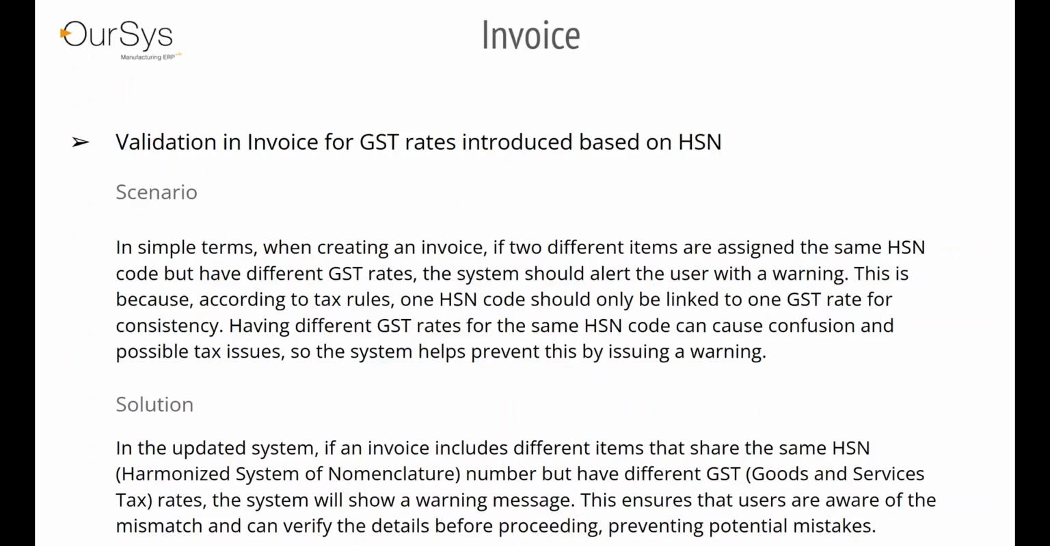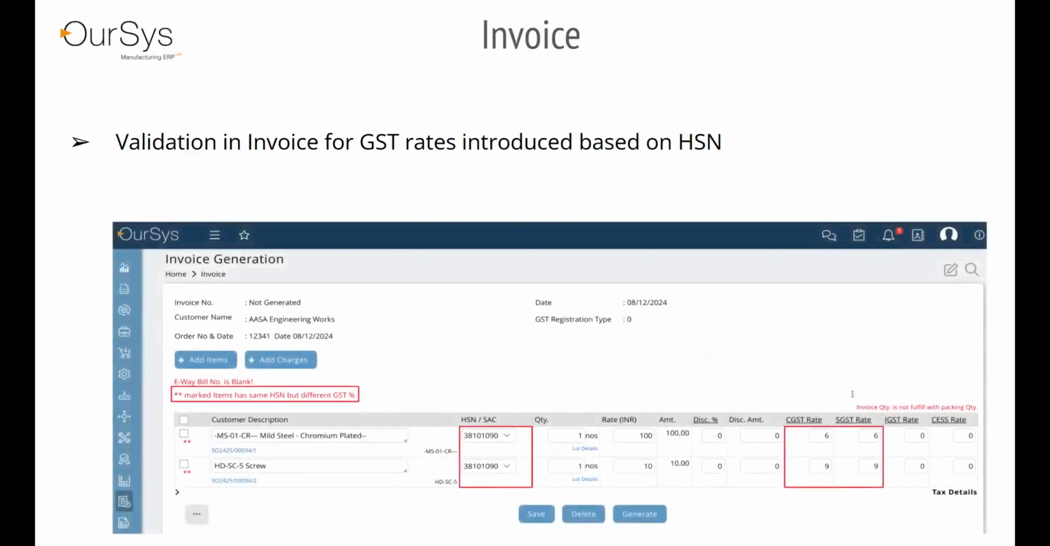So we have made a provision where if a single HSN has multiple GST rates updated at the invoice date, OurSys will give you a warning to avoid the mistake. So here you can see in the invoice module, in the tax invoice screen, here I have the same HSN code, but I have updated different GST numbers for different item codes. And now system is giving me a warning that the marked item has the same HSN but a different GST number. In the above item I have updated 6%, and in the below item I have updated 9%. Even though the HSN are same.